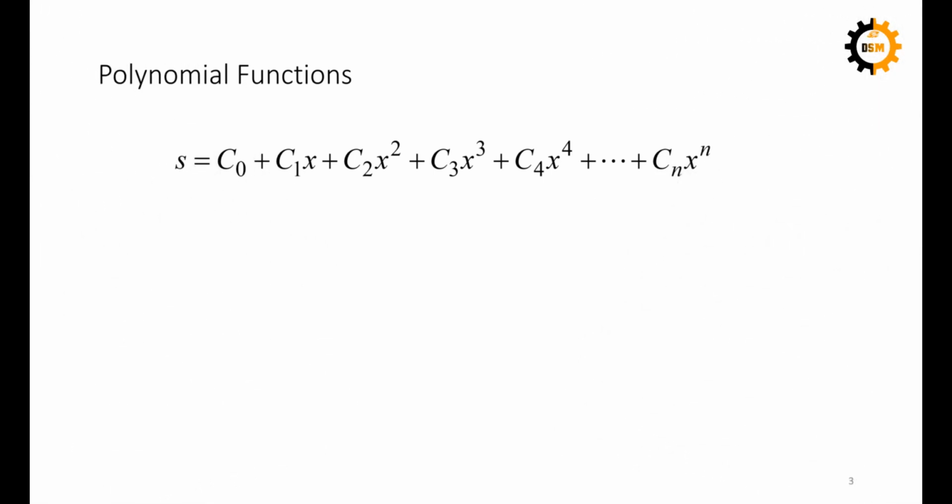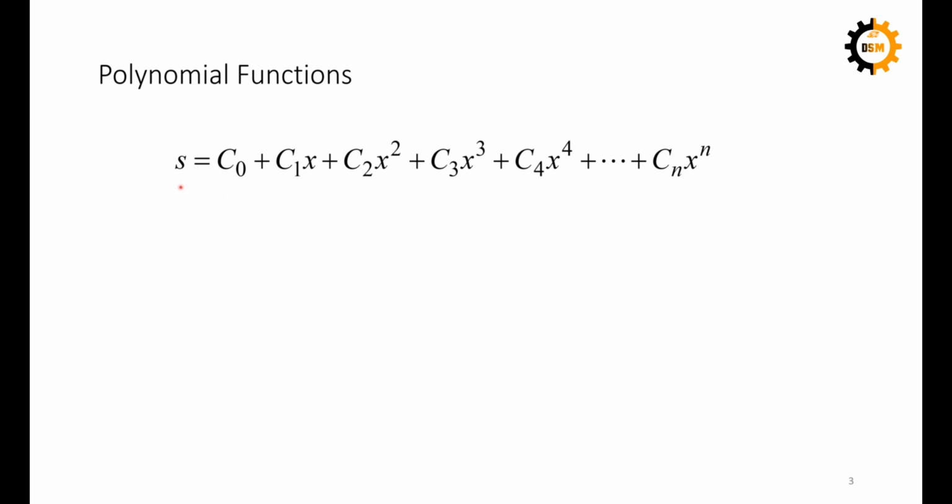In CAM design, you know that a polynomial function is something like this, where the highest exponent of the independent variable x will be known as its degree, and the number of terms involved will be its order.